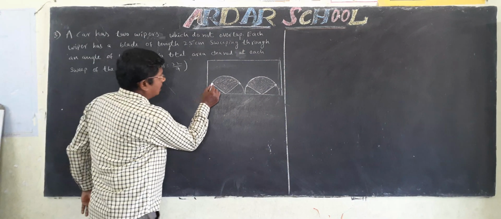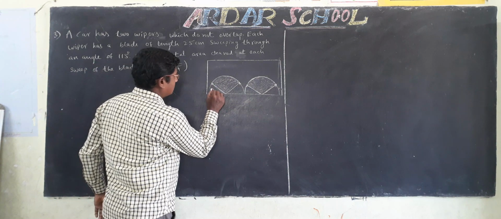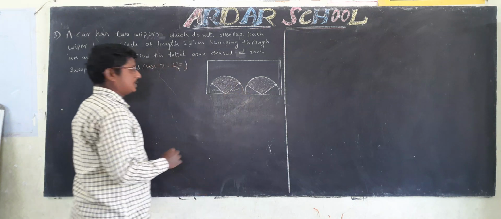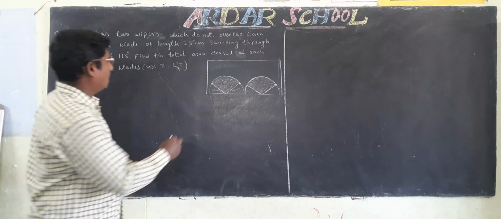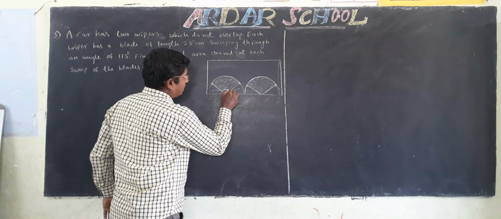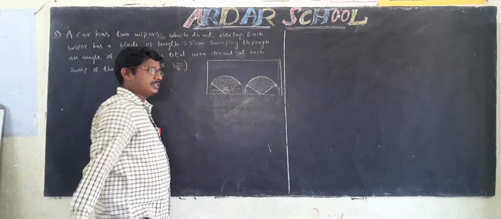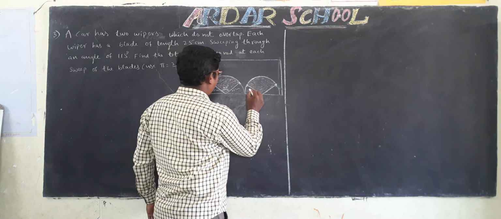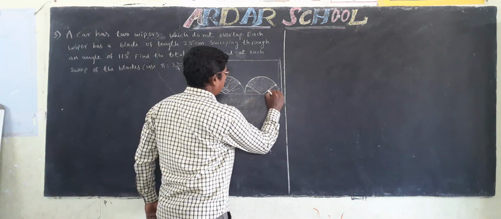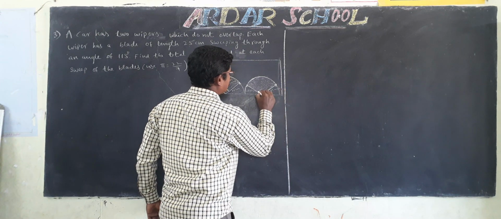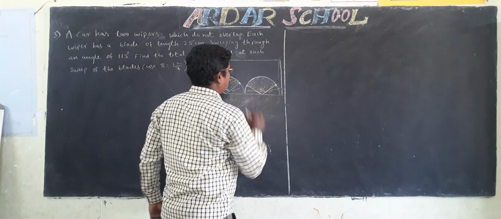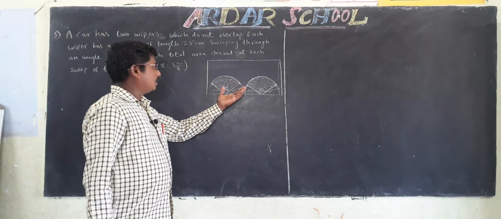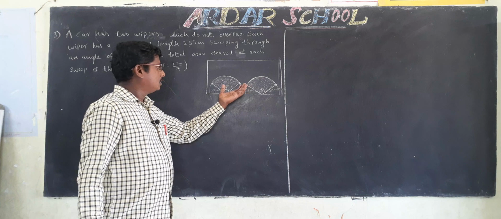So this is the length of the blade, 25 centimeters. This is also 25 centimeters. The angle is also given, 115 degrees. This is the first wiper. This is the second one, also 25 centimeters, angle 115 degrees. These two are in the shape of a sector.